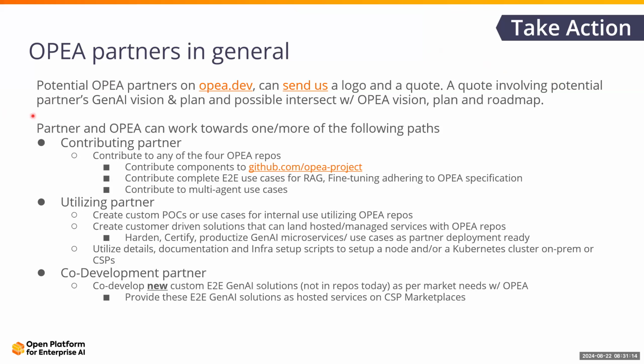As a step 2, after you become a partner of OPEA, we will expect you to bring the contributions. You can bring contribution to the code. Then you can create a PR, and then we will discuss case by case based on either it's a RAG, fine tuning, or specification, multi-agent. This is the code part, and we can also discuss the POC, the custom POC, or last but not least, we can co-develop the solution based on the market requirement.